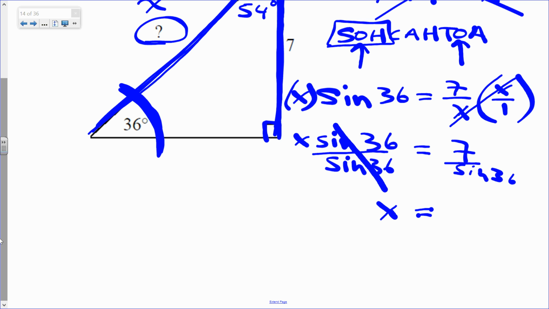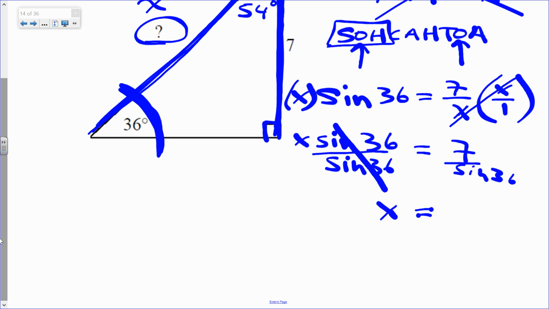All right, so look what we got now. Sine of 36 divided by sine of 36, remember that's some decimal, a decimal divided by itself cancels out. Look, x is by itself. 7 divided by the sine of 36 is what x is. So go ahead and type 7 divided by sine 36 on your calculator, hit equal, and tell me what you get.